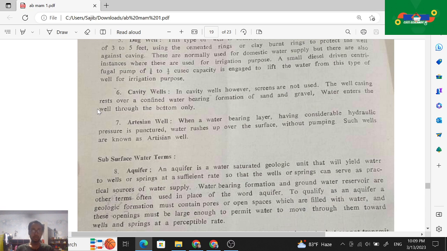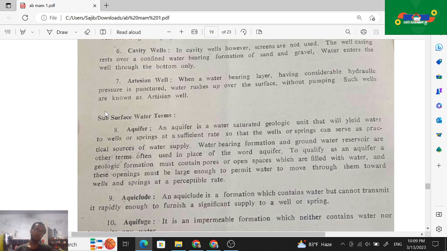Then cavity well. In cavity wells, however, the screens are not used. The well casing rests over a confined water bearing formation of sand and gravel, and water enters the well through the bottom only. Artesian well: when a water bearing layer having considerable hydraulic pressure is punctured, water rises up over the surface without pumping, and such wells are known as artesian wells.